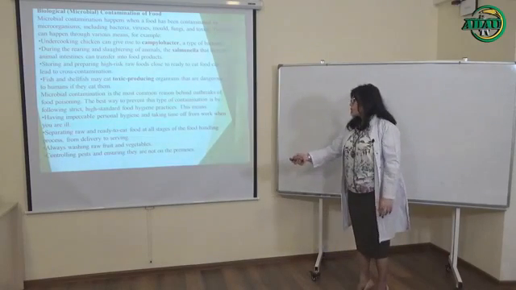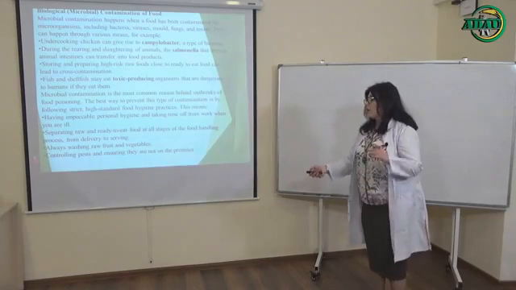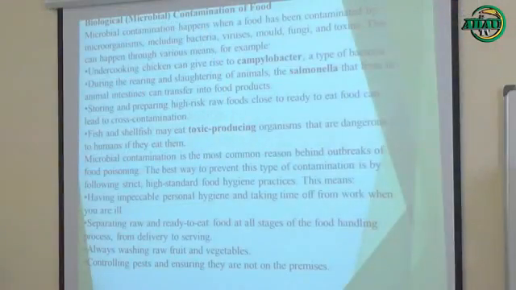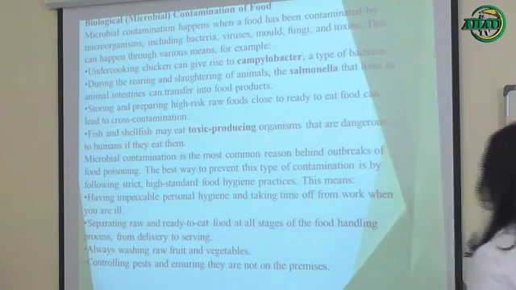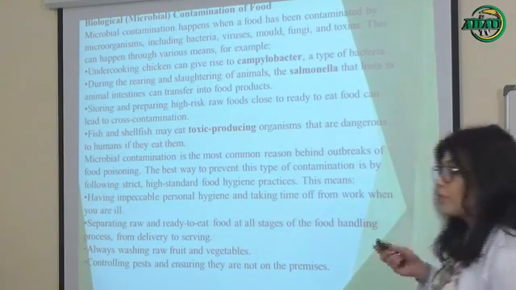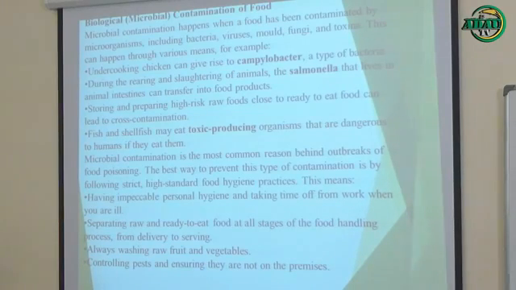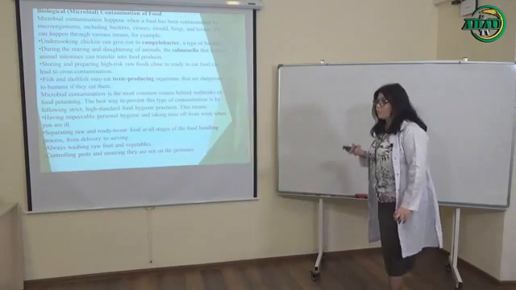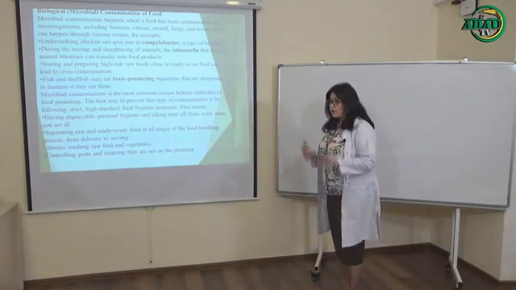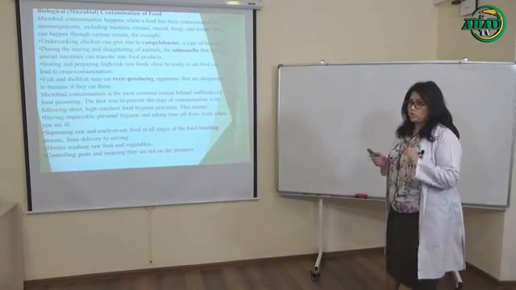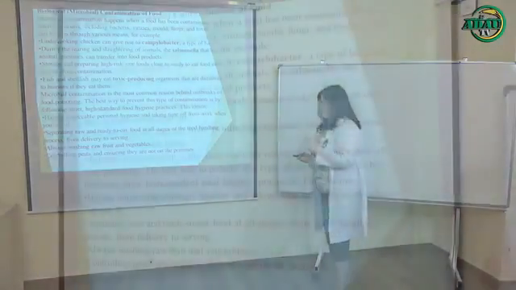Always washing raw fruit and vegetables. But I mentioned before that you can wash fruits and vegetables, but it doesn't mean that you will remove all the residues of pesticides or drugs or fertilizers which have been used for growing these fruits and vegetables. Controlling pests and ensuring they are not on the premises. Pests means kinds of insects, cockroaches, flies. For controlling the pests, we are using pesticides. Each farmer has to pay attention to the doses of the pesticides and fertilizers used. It's very important.